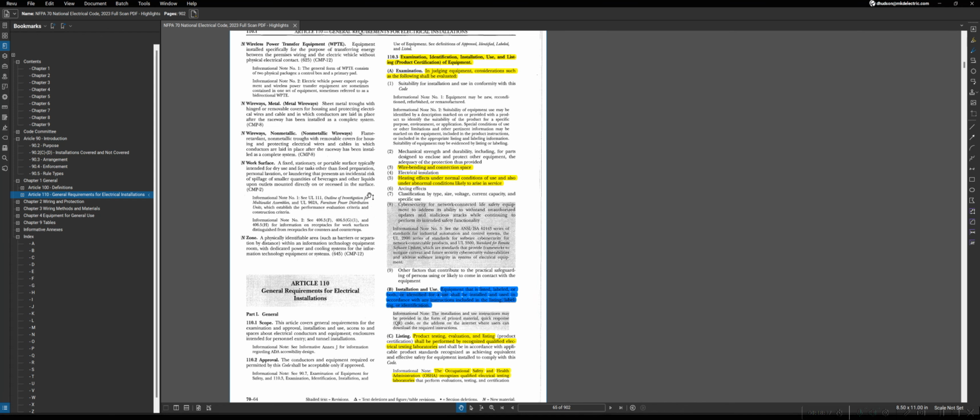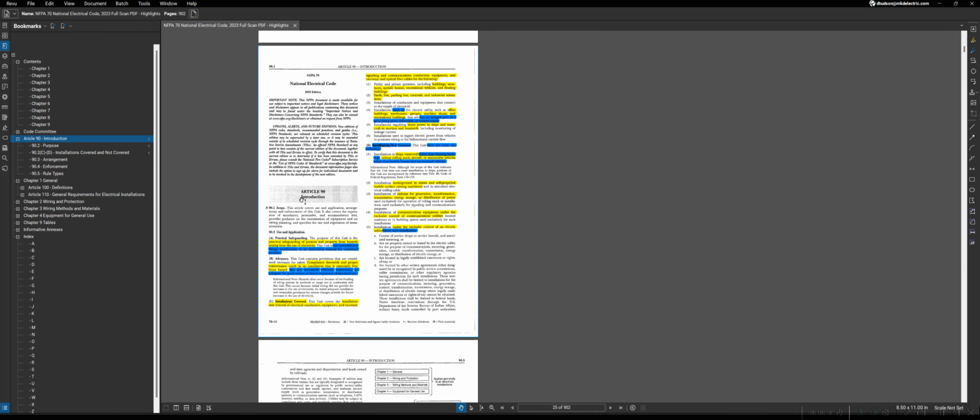So again, to summarize, that is our recap of how to use and navigate the NEC and the different terms for callouts. In our next lecture, we're going to be starting with a dive into Article 90, the introduction to the NEC, where we'll be discussing a little bit of what's covered in the NEC, what the NEC does not cover, the implementation of the NEC at the local authority level, and things of that nature.